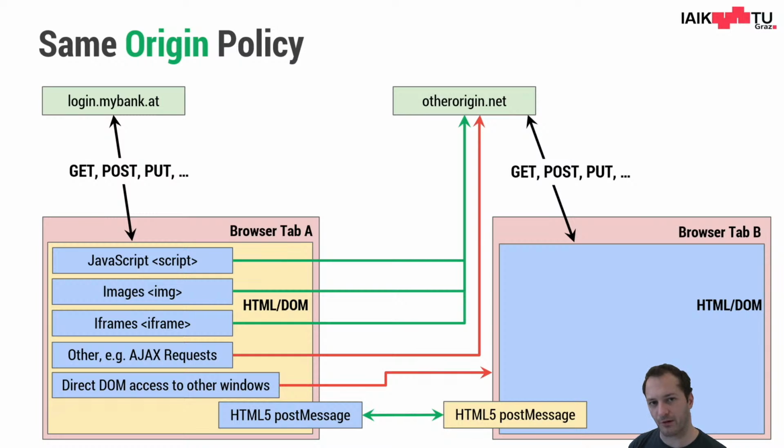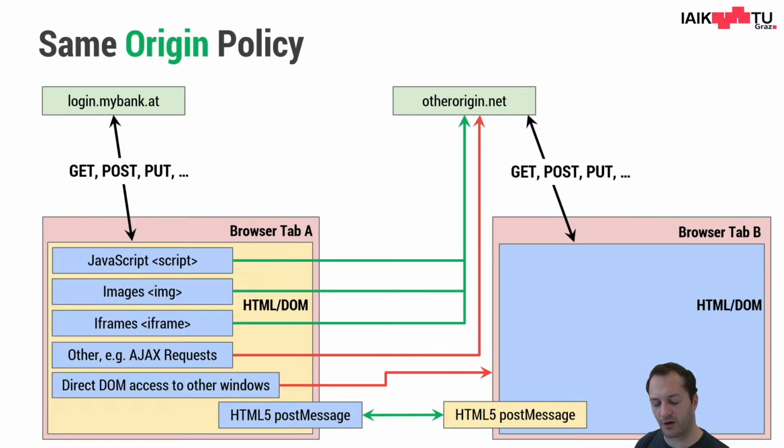What also is blocked is access to other windows. So if you have multiple browser tabs open in your browser, it would actually be possible to send something to another tab and load it from there. And this is also something that's always blocked by the same origin policy if the origin does not match, if it doesn't correspond to the scheme, host, port structure.